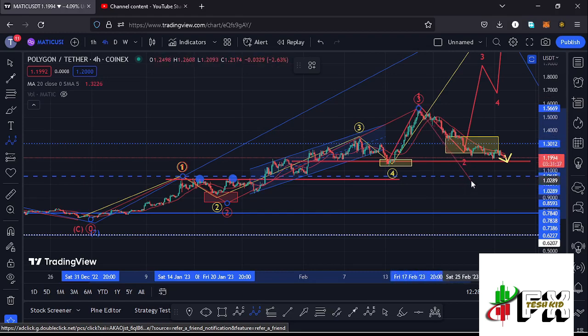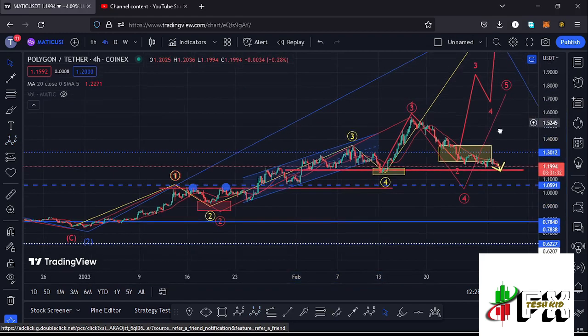And once you see the low for that fourth wave, then we can expect another massive bounce to the upside in the formation of that wave 5 to the upper side.